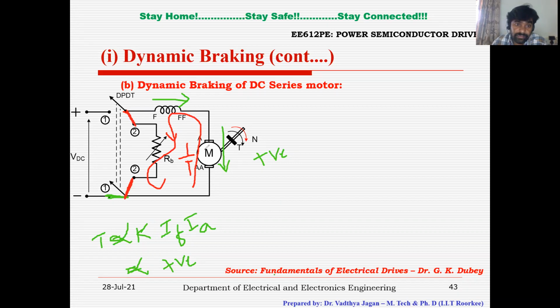But if you see the field current as well as the armature current, here the field current is negative, and the armature current is also negative. So the negative into the negative again becomes positive.